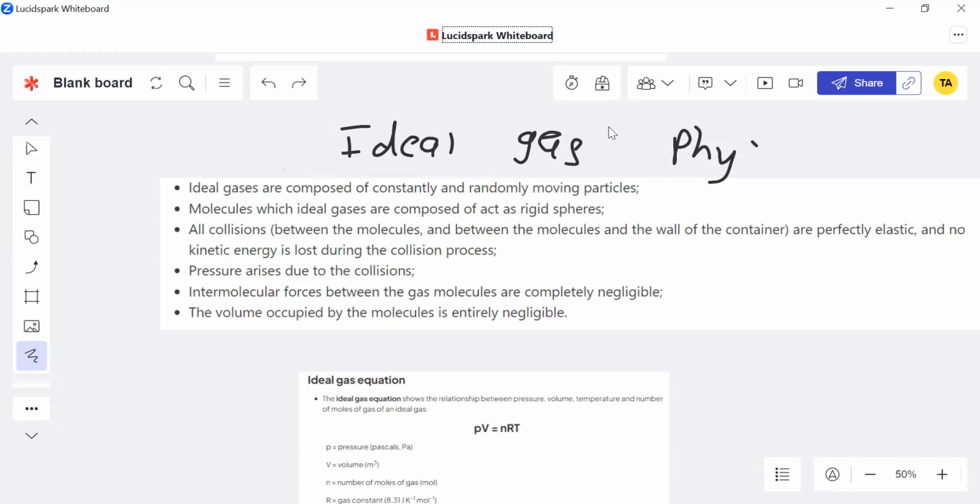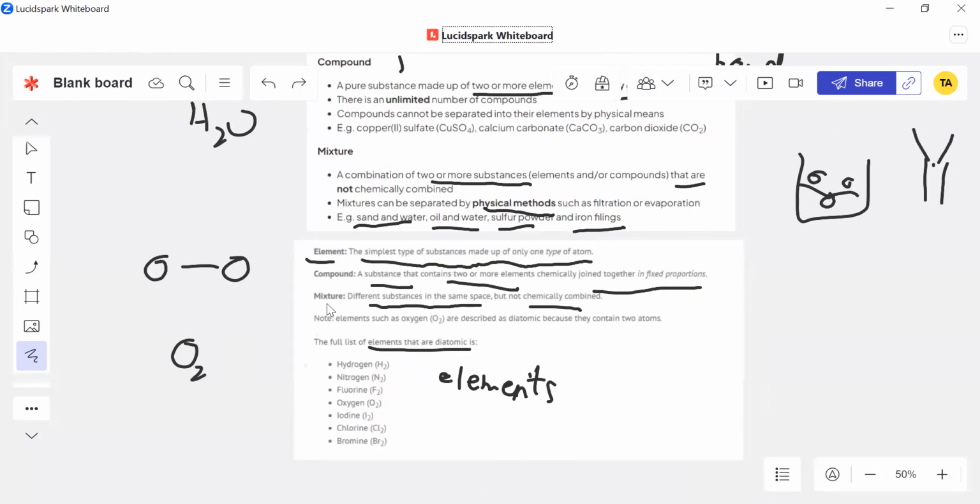So the first thing that you need to know for ideal gas, diatomic elements end with the term gen and ine. No, it doesn't end with gen or ine, but it's only the name. It's the natural name of these elements. There is no rule of naming them.